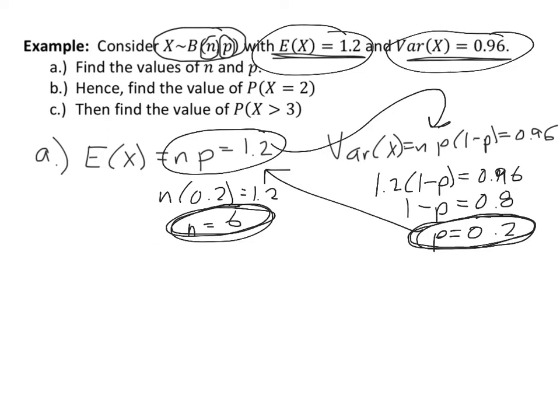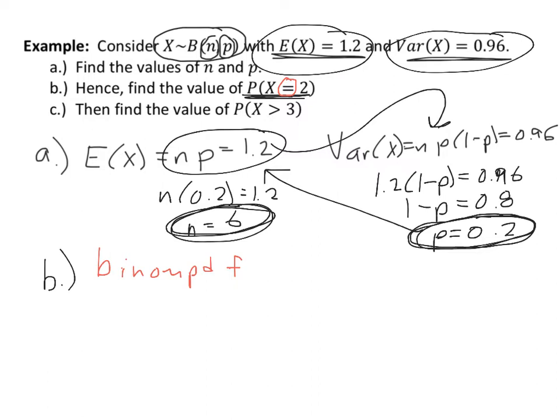Now that I have those two things, this problem becomes exactly like everything we did in the previous lesson, right? So for problem B, where they say hence find the value of P(X = 2), what are you going to do in the calculator to help you with that? Hopefully you recognize that this is going to be Binomial PDF. By the way, why are we using PDF instead of CDF? Hopefully you recognize we use PDF because it's asking for one individual probability, right?